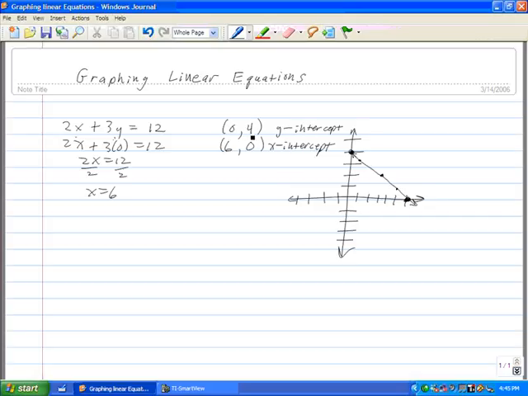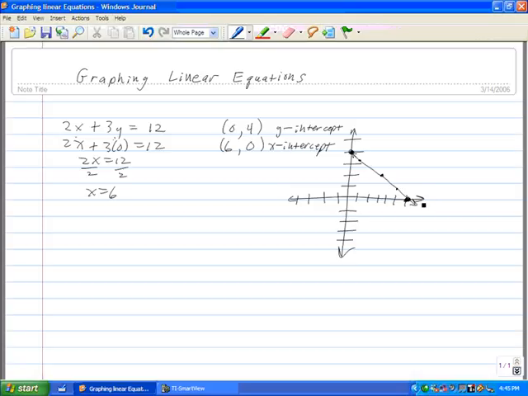Again, a y-intercept is found by plugging a 0 in for x, and an x-intercept is found by plugging a 0 in for y. And that is a good technique to use because those are two very easy points to plot because they are right on the axis.